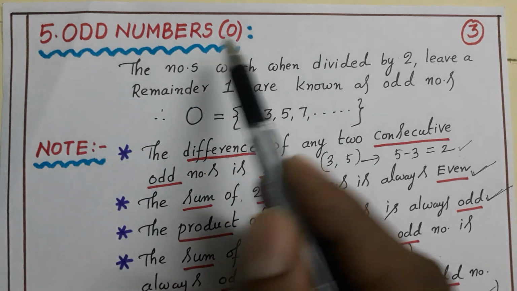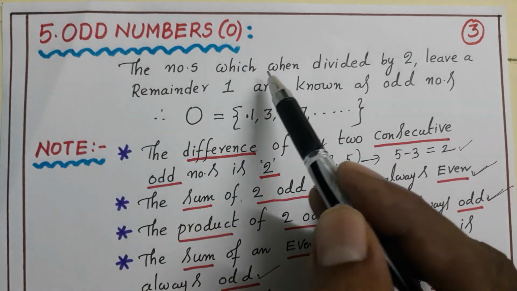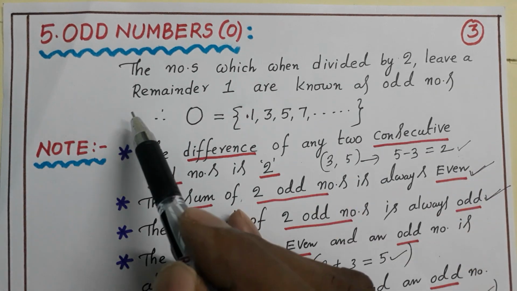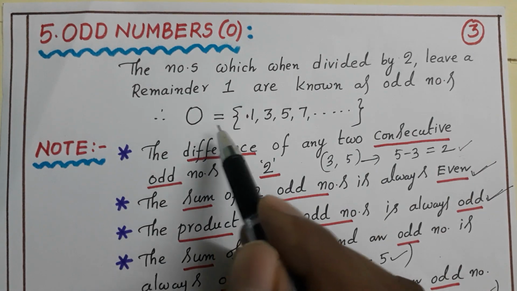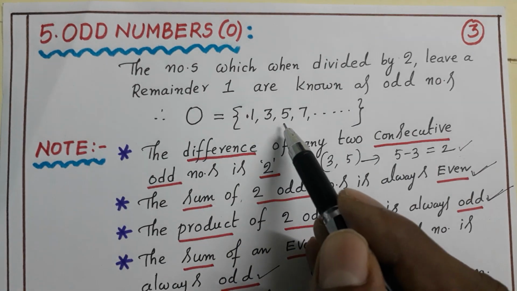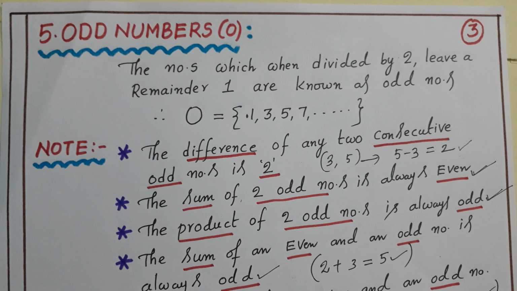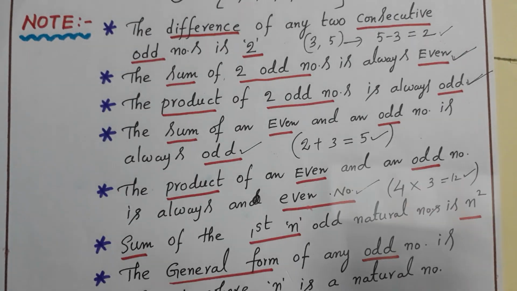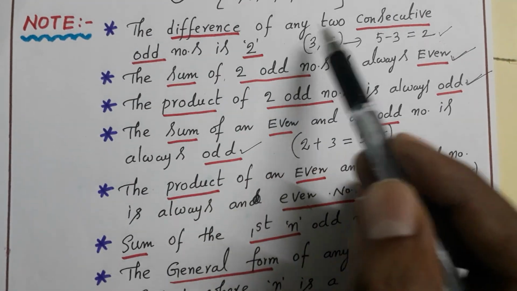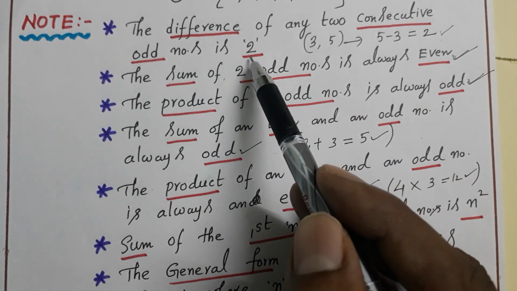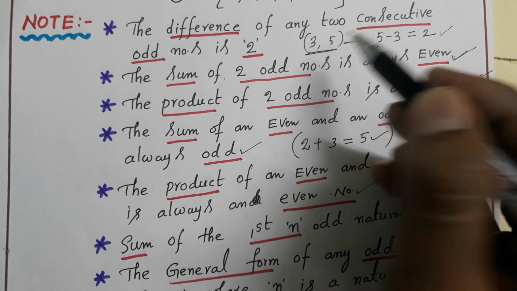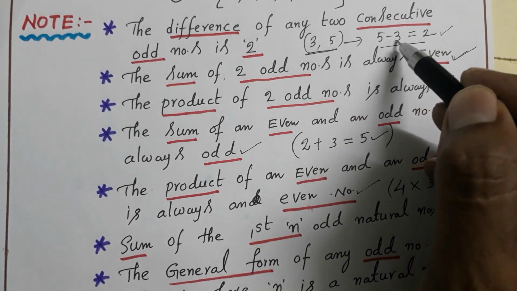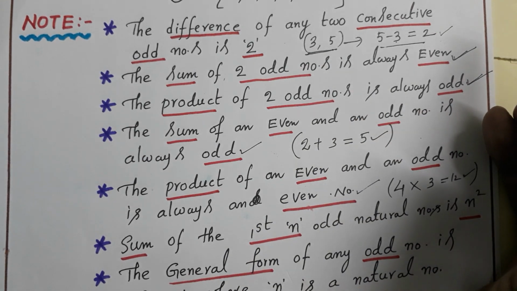Coming to odd numbers, children, the numbers which when divided by 2 leave a remainder 1 are known as odd numbers. So the odd number set O is equal to the set of 1, 3, 5, 7, etc. Let us see some properties of odd numbers. The difference of any two consecutive odd numbers is 2. For example, these are two consecutive odd numbers, 3 and 5. Their difference 5 minus 3 is equal to 2. Observe, children, difference is nothing but biggest minus smallest.